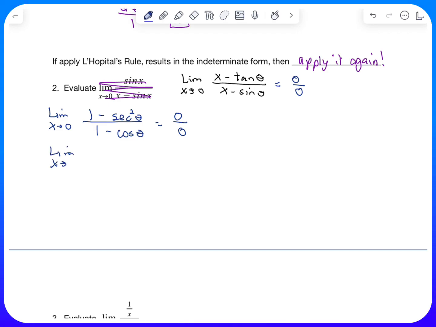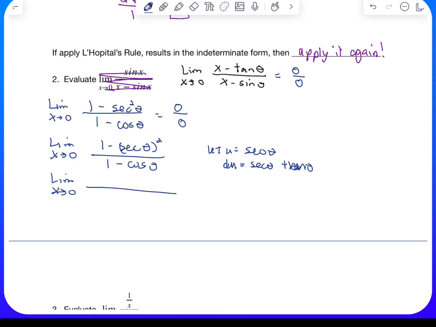So now I'm going to take the derivative of the numerator. In order to take the derivative of the numerator, I need to set u equal to secant theta. And the derivative of secant theta is secant theta tangent theta. So that would give us negative 2 secant theta, take the derivative of the outside, times the derivative inside, secant theta tangent theta. And then in the denominator, the derivative of 1 minus cosine theta is simply sine theta.